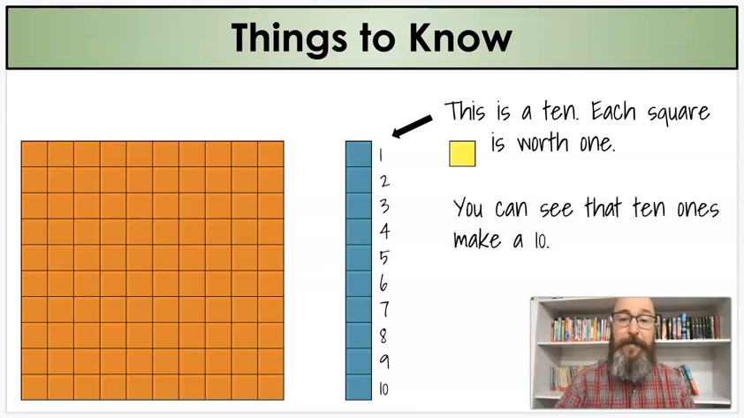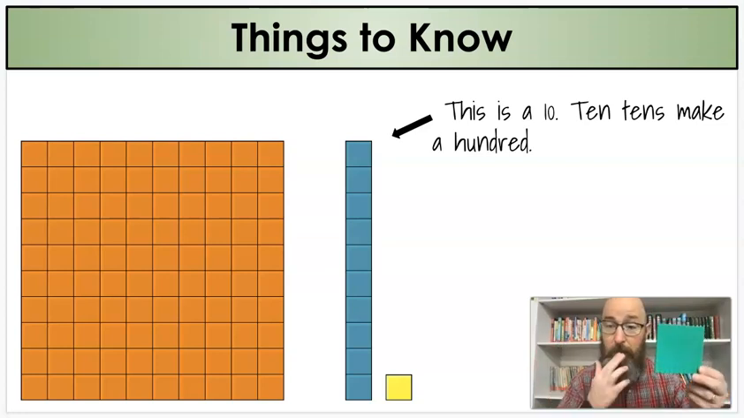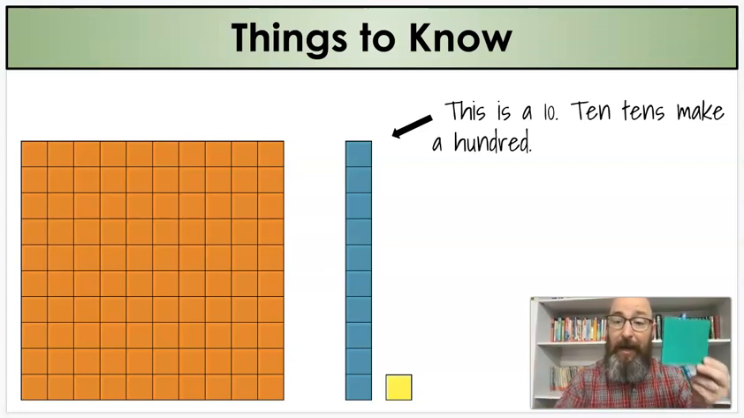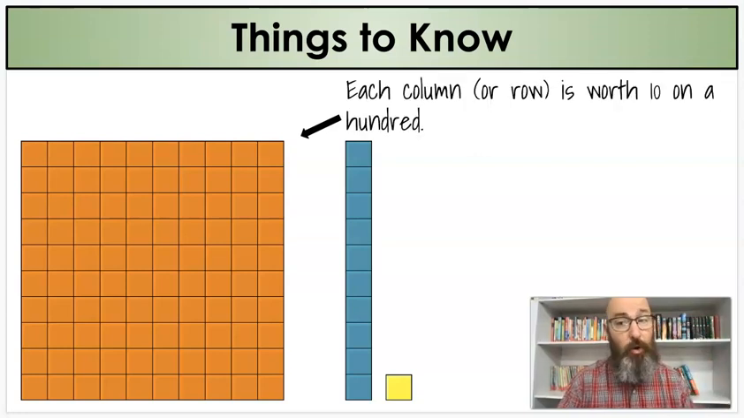All right, so next, when you have a 10, 10 tens make 100. So 10 of these make 1 of these because this is 100. And each column or row is worth 10 on 100. So whether you have your 10 like a column going up and down, 10 of those side by side, or you could have them as rows and 10 of those stacked on top of each other. Either way, it's the same because it's a perfect square.